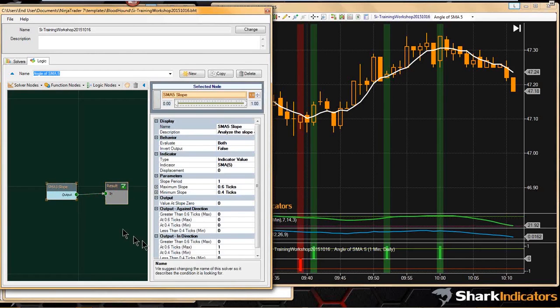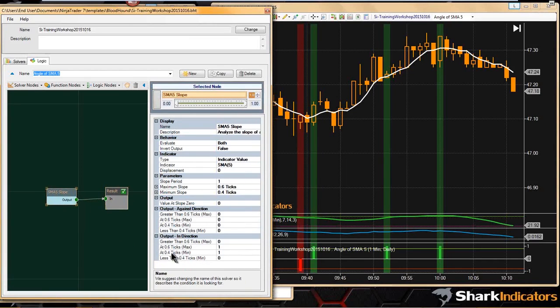So if I click off and click back on, now we can see that the slope amount has updated here. So we turned on the at 0.4 and set that to 1, and the at 0.6 was set to 1, right? But the top one and the bottom one, the less than and the greater than, we turn those off, and that's how we can find a specific angle.